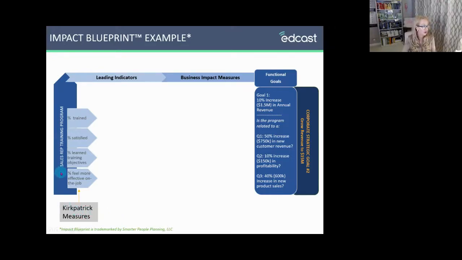So let's say we run this sales rep training program and we want to look at percent trained, percent satisfied, the percent that learned the training objectives, your typical level two, level three Kirkpatrick measures, and the percent that feel more effective on the job. Generally, these are all survey based. It's output, not outcome, for Kirkpatrick. So they add value, but it doesn't show business impact of your investment.